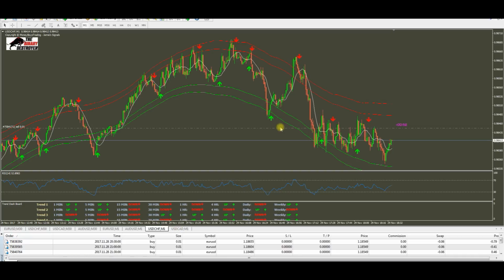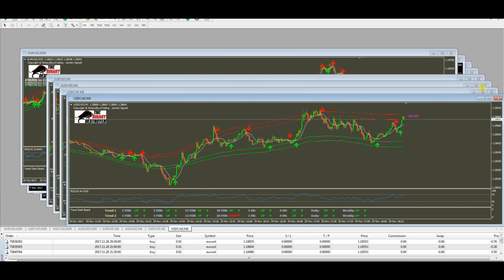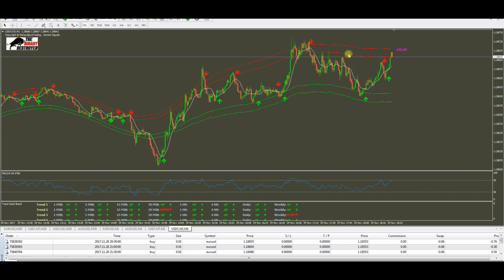USD CHF, don't like that. You see how USD CHF's going choppy? It's going sideways. Can you see that? We've got all this choppiness here. I don't like that pair. USD CAD's really the only one. USD CAD. Okay.